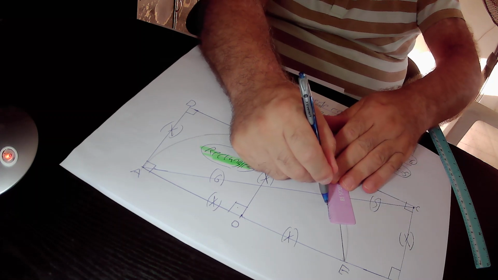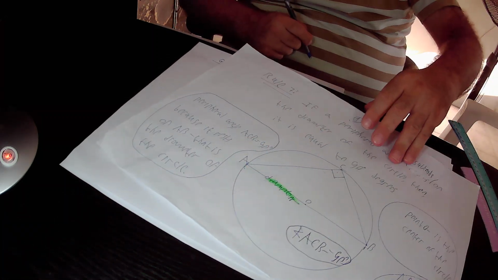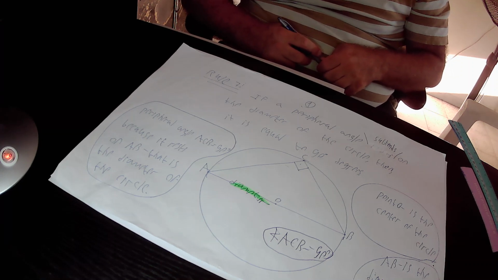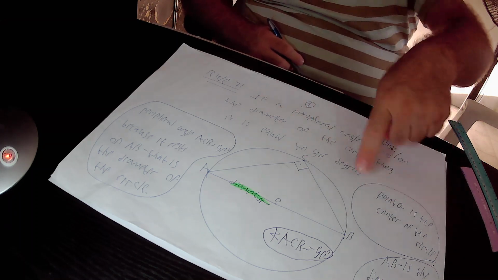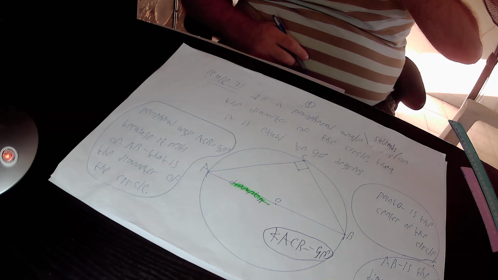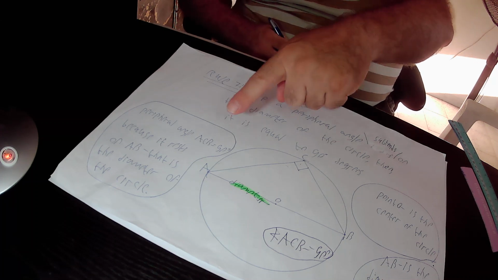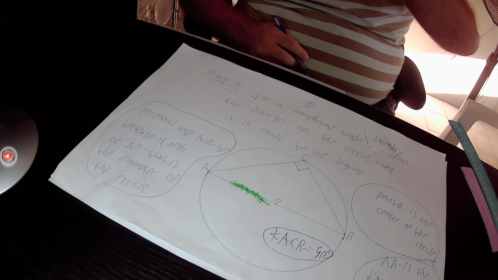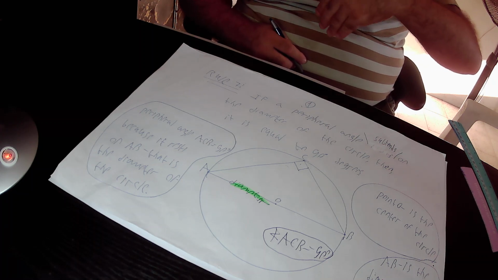So, I'll quickly repeat rule 7. According to rule 7, if a peripheral angle subtends the diameter of a circle, then it is equal to 90 degrees in size. So in the drawing we have a circle, chord AB, which is the diameter of this circle. This is peripheral angle ACB that subtends AB, the diameter of this circle, and therefore peripheral angle ACB must be equal to 90 degrees in size according to rule 7.